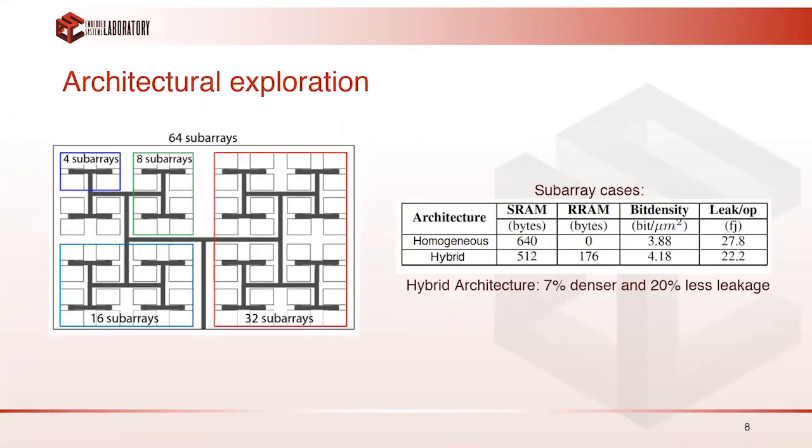To assess the energy consumption, I considered a scalable H3 and did the characterization of the energy necessary to transfer the data from the border to the subarray. I also characterized the subarray to assess values of leakage. The hybrid architecture has 20% less leakage compared with the homogeneous, while presenting 7% more bit density.